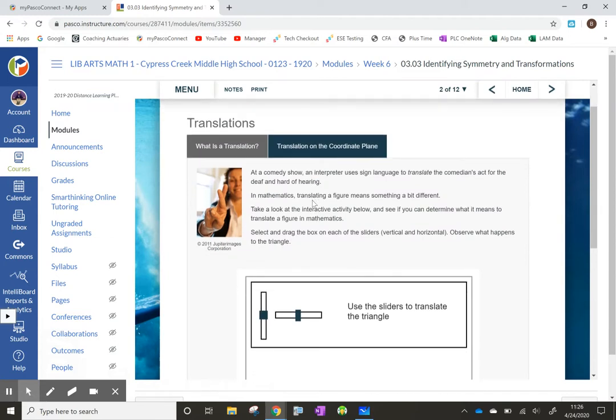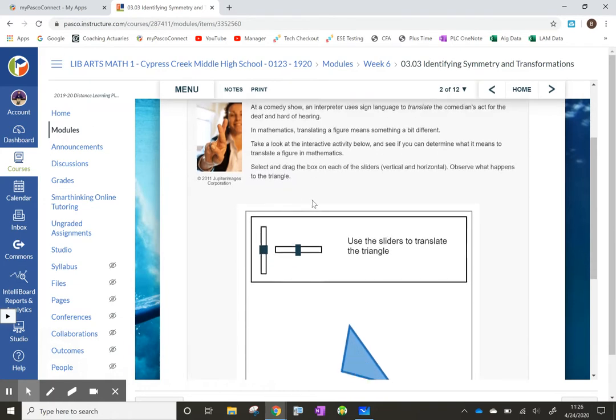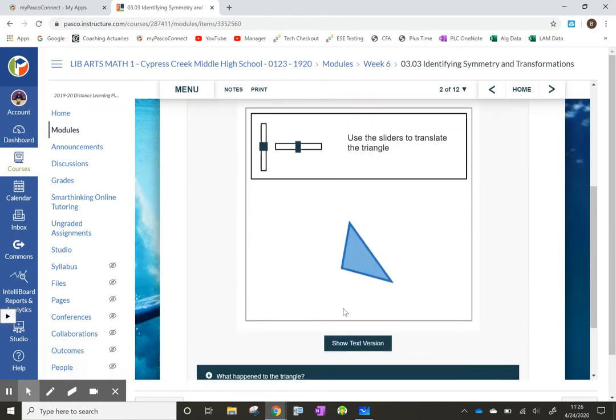So a translation. Now keep in mind, translation is one type of transformation. A translation is simply just a slide. So if you look at your triangle here, you can slide this triangle up or down, and of course left or right. And that is a translation. It's simply a slide around. Now, we don't ever really slide it diagonally. You can see that right now it looks like it's been slid diagonally. However, it's actually a result of two slides.